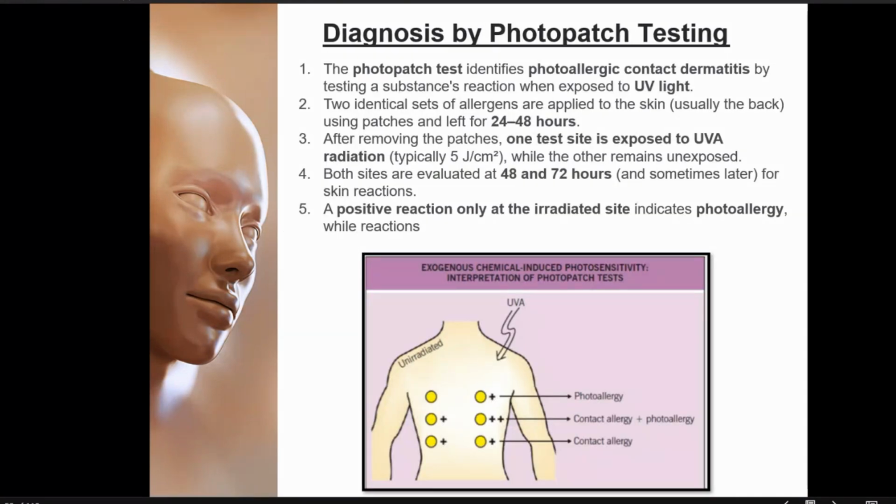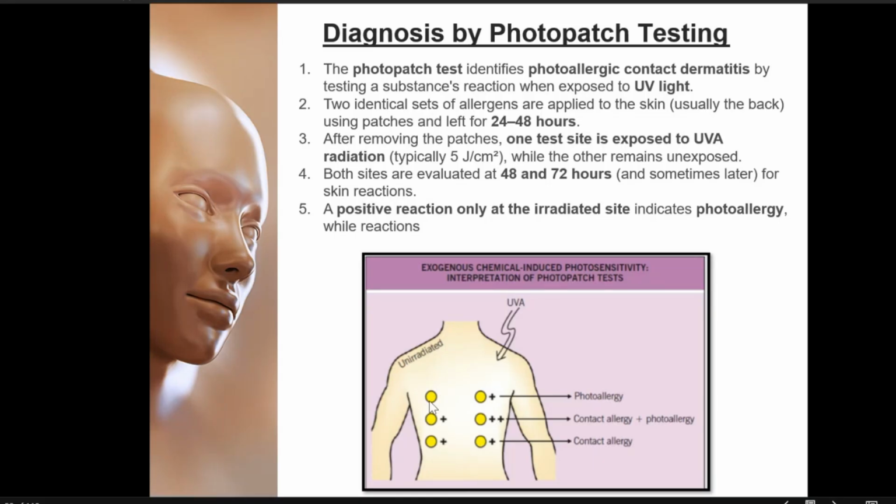So how can we diagnose photoallergy in humans? This is the same test as the patch test we saw earlier for cumulative chronic dermatitis. In this test, the photopatch test identifies photoallergic contact dermatitis by testing a substance's reaction when exposed to ultraviolet light. Two identical sets of the allergen are applied.